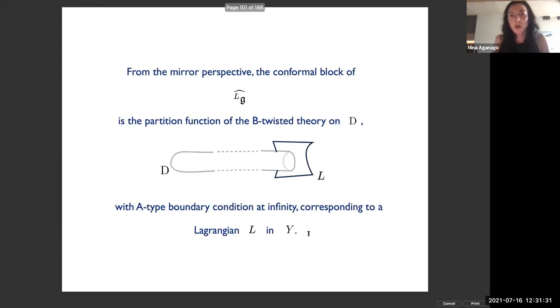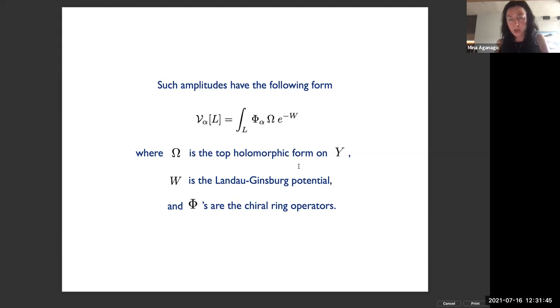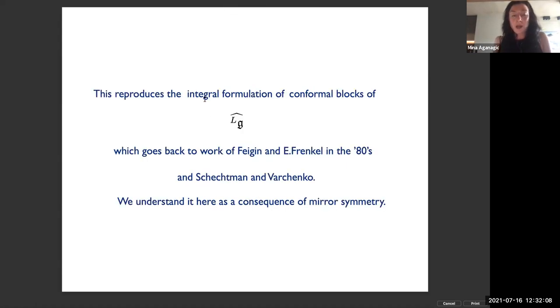All right. Now, from the mirror perspective, a conformal block is the partition function of a B-twisted theory on a very long cigar with a boundary condition at infinity. Such amplitudes always have the following form: integrals of the top holomorphic form on Y over a Lagrangian, and you include e to the minus W, the Landau-Ginzburg potential, and then there are in general some chiral ring operators inserted, which come from insertions of operators at the origin. Now, what we just discovered reproduces the integral formulation of conformal blocks of the affine Lie algebra, which goes back to works of Feigin and Frenkel and Schechtman and Varchenko in the 80s.